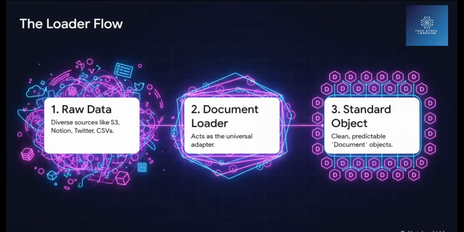On the left, you've got chaos, right? All these different sources, all with their own unique structures. In the middle, you have the document loader we've been using, which acts as that universal adapter. And on the right, you get the result. Perfect, clean, predictable order, all in the form of a standard document object.